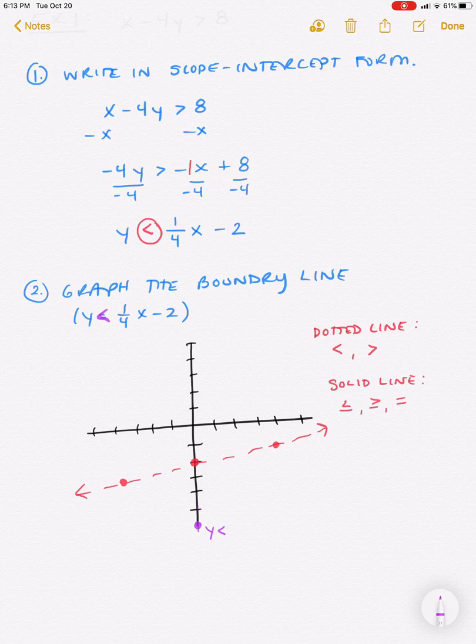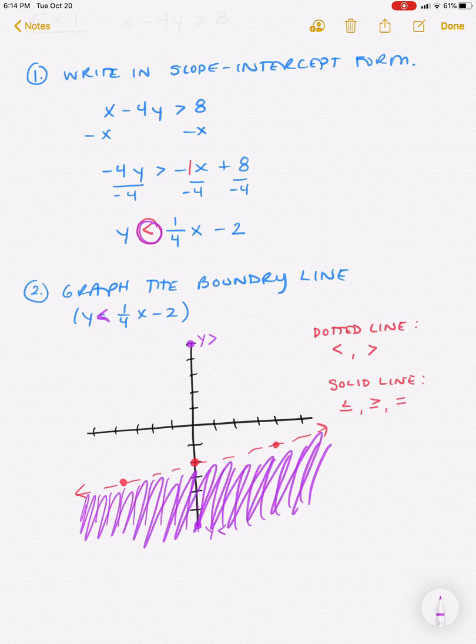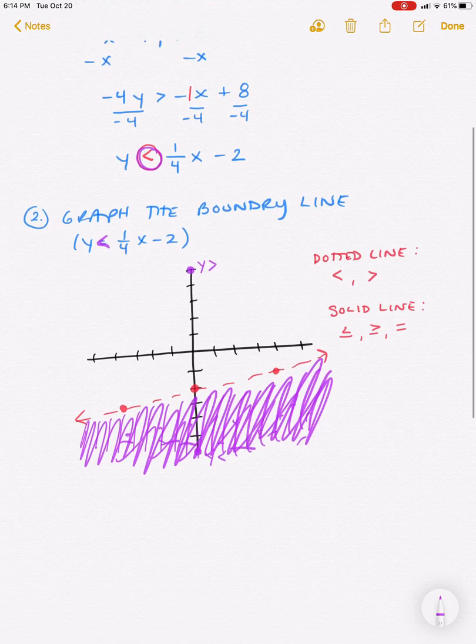Well, where are the y-coordinates getting bigger and bigger and bigger? They're getting bigger and bigger right here. So this is where your y-coordinates are greater than the line. So since our inequality is y is less than, we can see right here, we're going to shade this direction. So we're shading all the values of y that are less than the line. And all these points in the shaded region represent the possible solutions of this inequality.